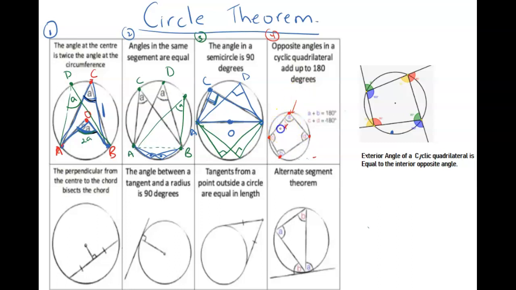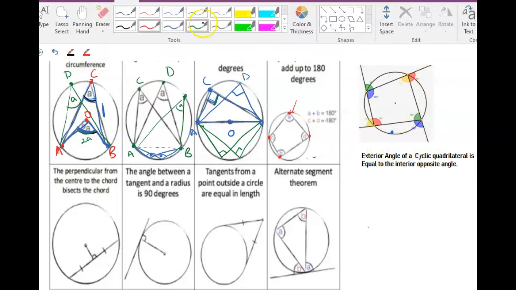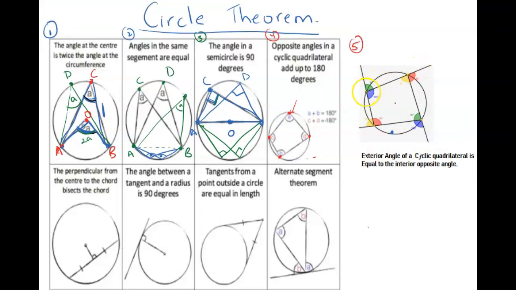Now let's move on to the fifth rule. The fifth rule, similar again, cyclic quadrilaterals, but now we deal with exterior angles. How are these exterior angles formed? Simple. It's simply by taking these 4 points here, A, B, C, D, and extending out the line. When I extend out these lines here, I get an exterior angle.